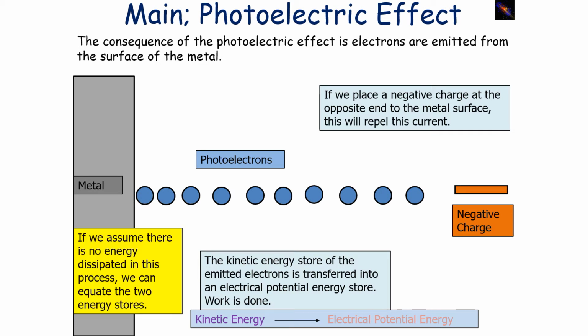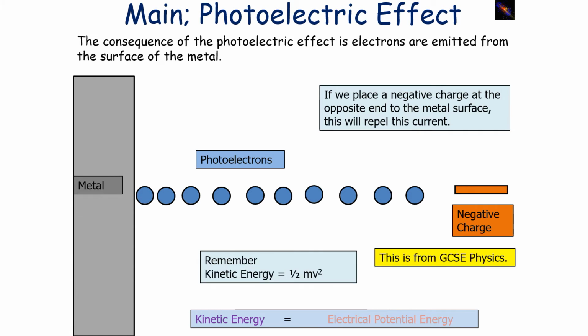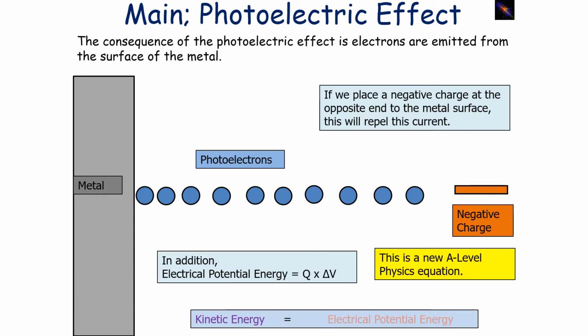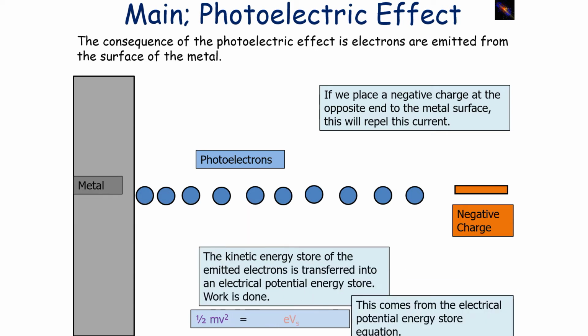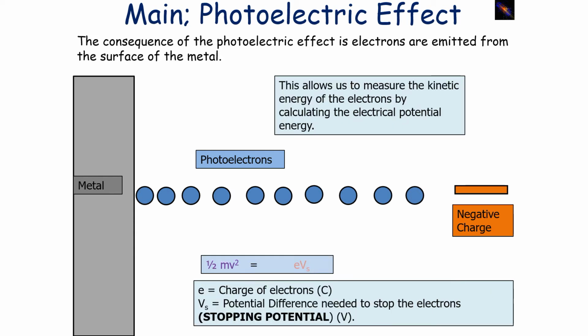Work is being done. Now, if we again assume that no energy is dissipated in the process, we can equate the two energy stores. Kinetic energy is a half mv squared, electrical potential energy is QV, or eV when we're considering electrons. So we can equate the two and say a half mv squared equals eV. We can rearrange this and say that V in this instance, in volts, is the potential difference needed to stop the electrons from moving, the stopping potential.